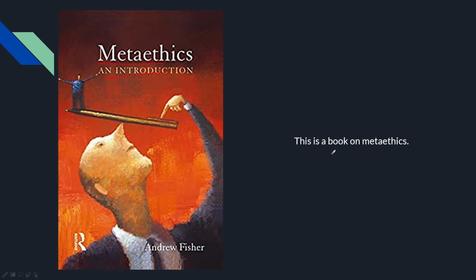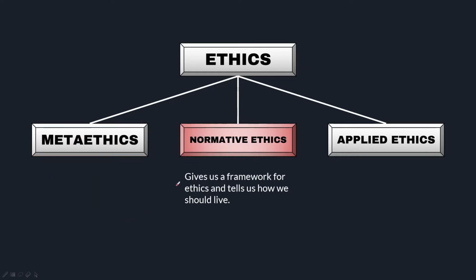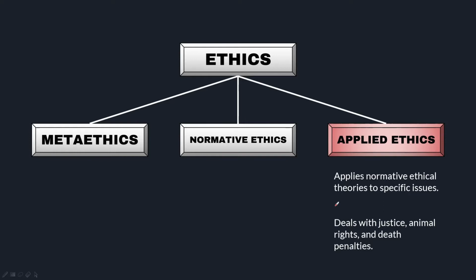Metaethics: An Introduction is a book by Andrew Fisher. As we said last time, ethics has three main branches. Metaethics is the underlying foundation for normative and applied ethics. Then there's normative ethics. This gives us a framework for ethics and tells us how we should live. And finally, applied ethics. This applies normative ethical theories to specific issues. It deals with justice, animal rights, and death penalties.